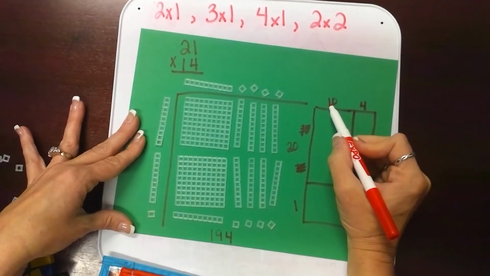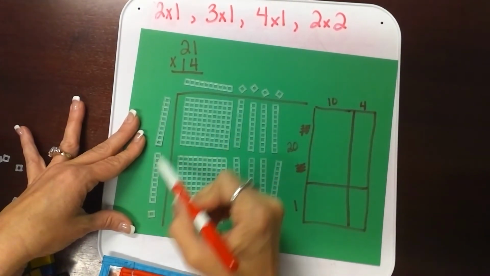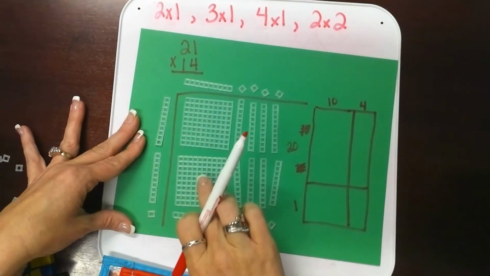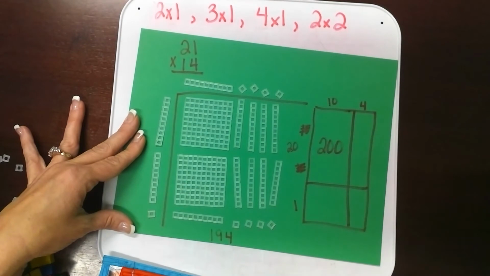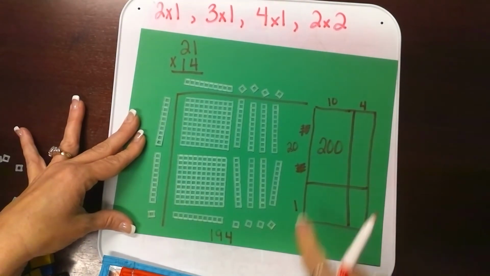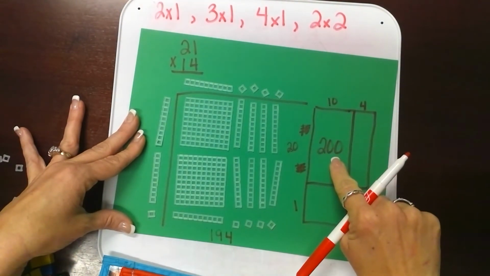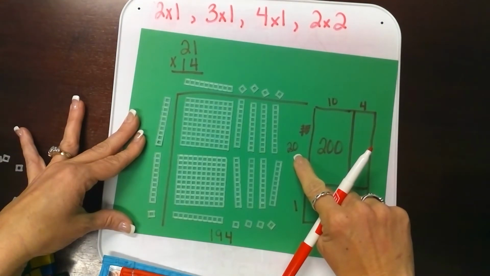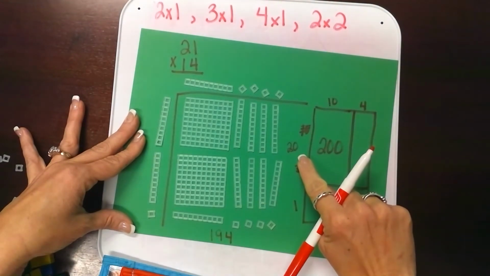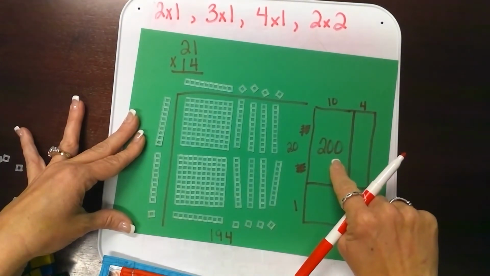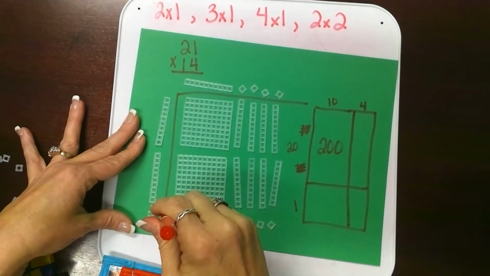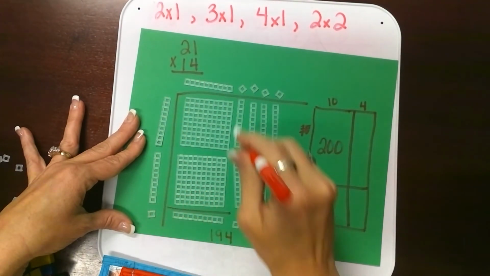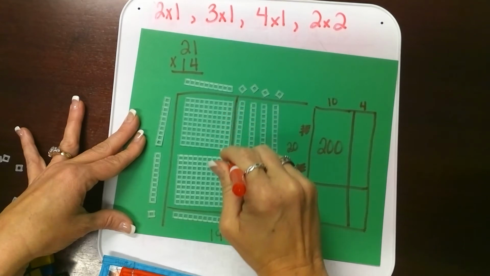20 times 10. 20 times 10 gives me 100, 200. And this is where multiplying by multiples of 10 will help students understand why I now have 2 zeros here instead of 1. Because both of these are 10s, and when I multiply 10 by 10, I get 100, and 100 always ends in 2 zeros. So that is this section, and if I could do that like this, you'll see those sections.